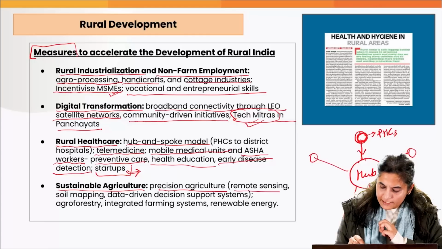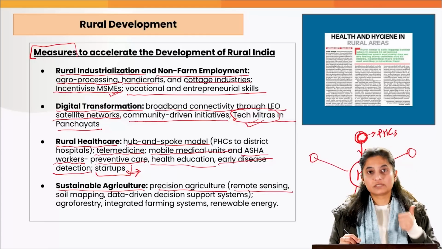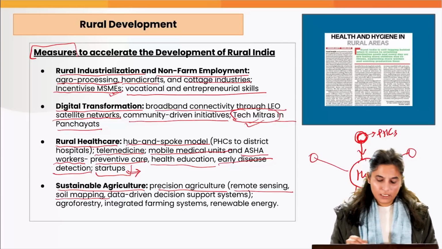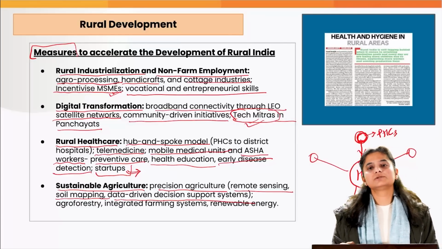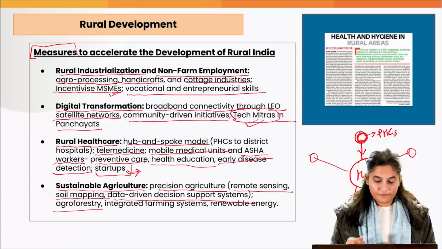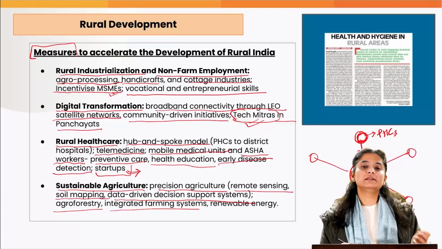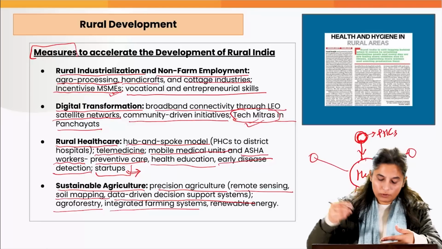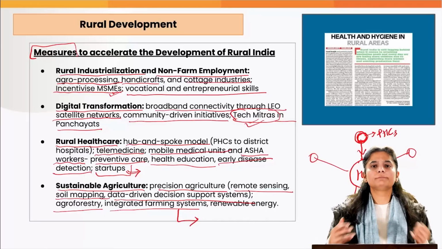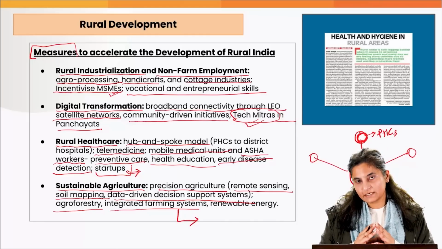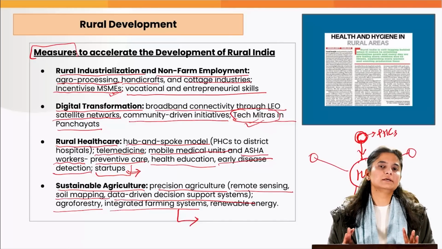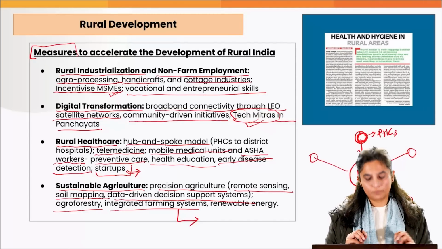So precision agriculture, we can use remote sensing, we can use radars, we can use micro irrigation, we can again use soil mapping and data-driven decision support systems. We can take to agroforestry, we can again take to an integrated farming system, where we will also have horticulture, where we'll also have livestock, and we will also employ all sustainable practices of agriculture. We can take to organic farming. It could also be natural farming, where nothing artificial has to be employed.